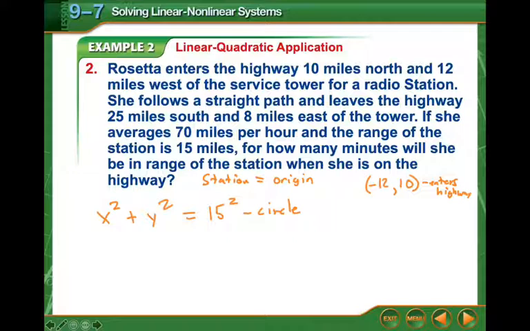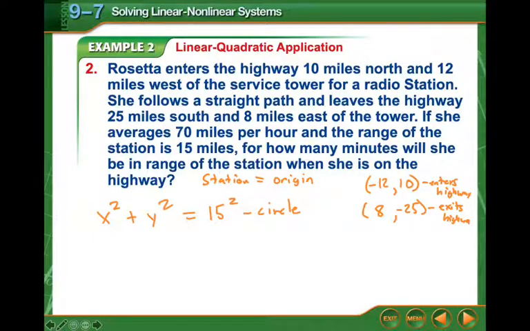And then she exits the highway 25 miles south. Again, that is our y value, but it's south, so it's negative 25. And then she is 8 miles east. East is positive, so that's 8. So that is our exit.